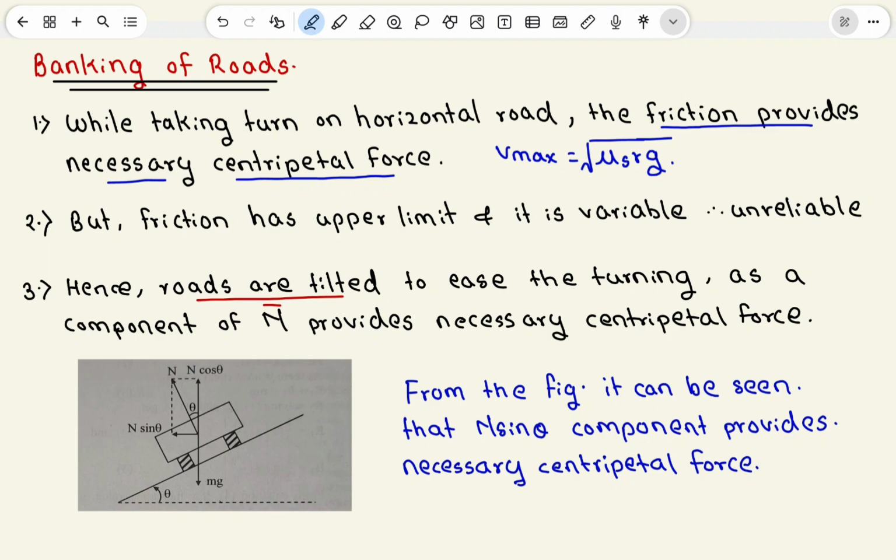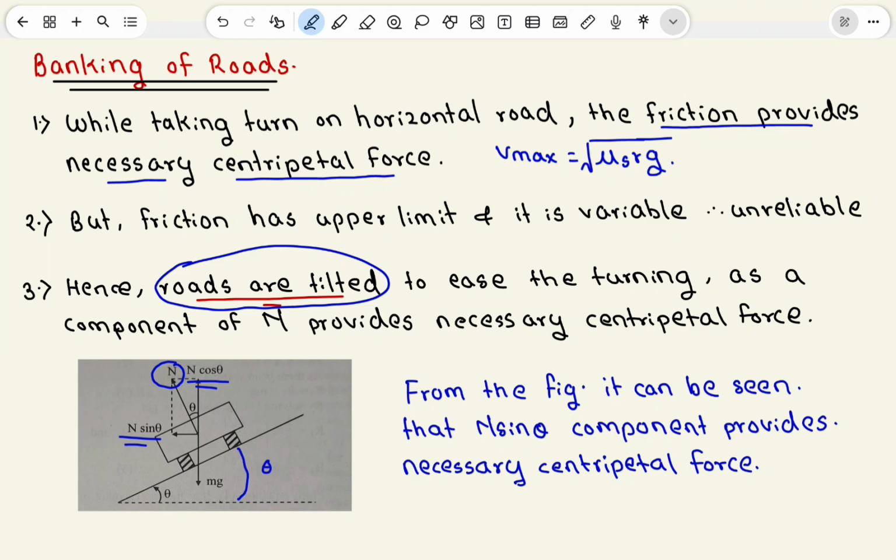Now what happens when the roads are tilted? The answer to this question you can see in the diagram on the left hand side. When the road is tilted, you can clearly see that the normal reaction perpendicular to the road can now be divided into two components, that is N cos theta and N sin theta, when the road is tilted by an angle theta. Now, don't concentrate on N cos theta, but if you look at N sin theta, you can clearly see that it is acting towards the center of the road and therefore helps us to provide the necessary centripetal force that is required to take a circular turn.